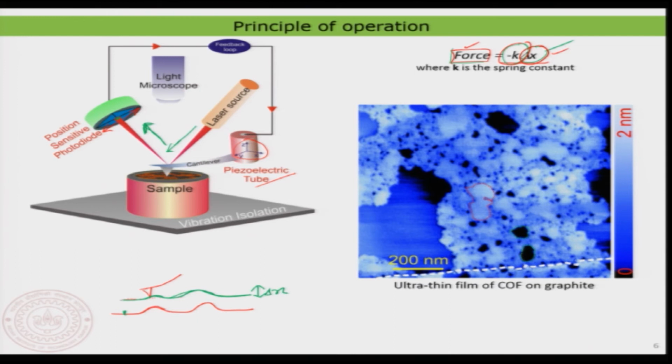Well, now I can look at an image. This is again the ultra thin film of that KOF. You remember the KOF that we discussed in the previous class on graphite, and all this bright region. You can see here the scale, it's about 2 nanometer height, and 0 is indicating this part here. This is the graphite surface, and the bright region is your KOF. So this is good. Now I can clearly see the topography of a thin film island of a KOF.